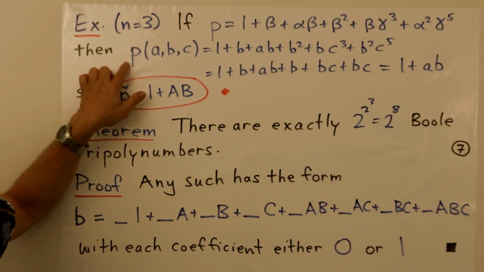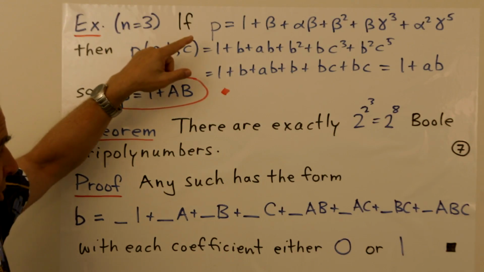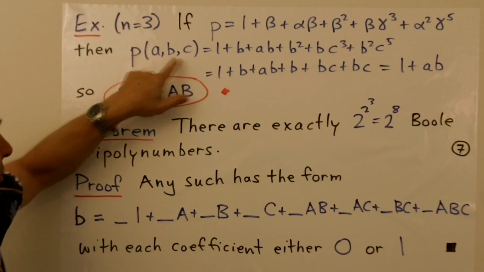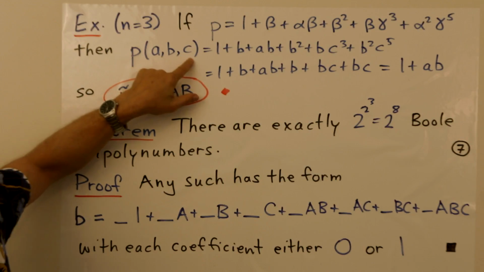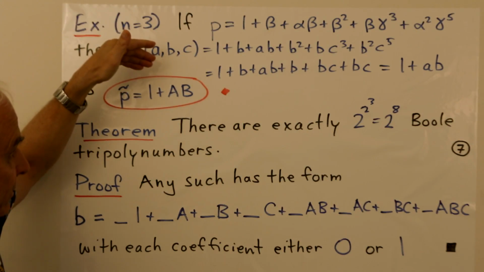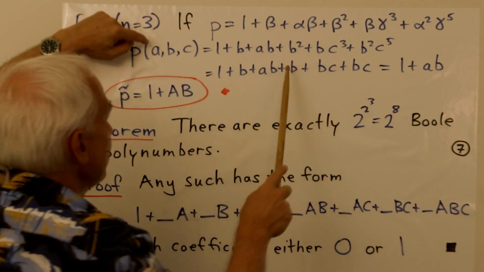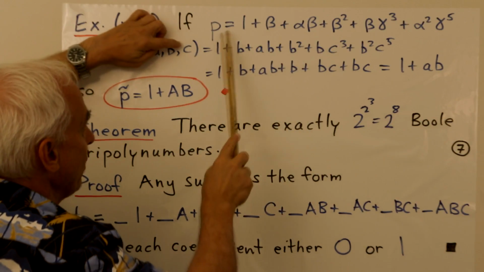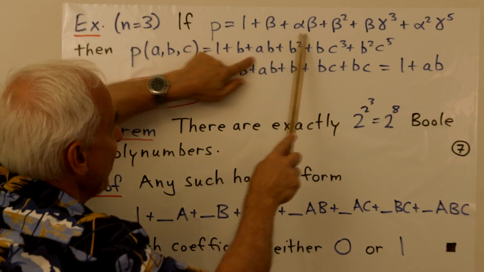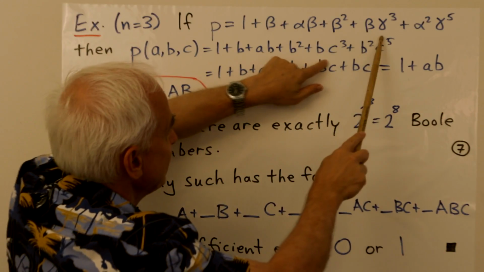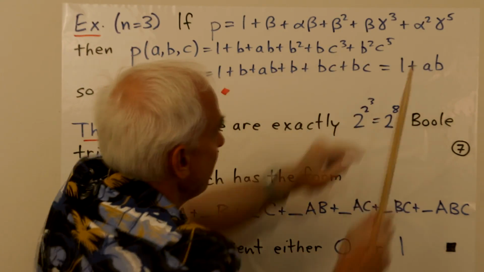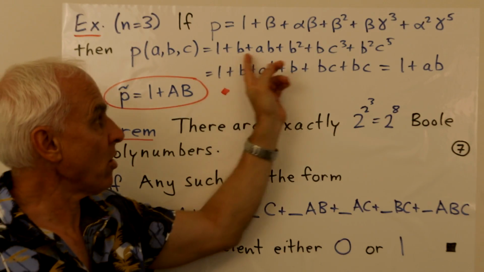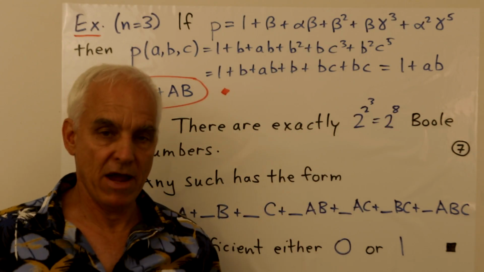Okay, now suppose we evaluate this polynumber on 3 Boolean numbers A, B, and C. So each of these is 0 or 1, and we're evaluating it. So that means we have to replace the alphas with A's, the betas with B's, and the gammas with C's. So we get 1 plus B plus AB plus B squared plus BC cubed plus B squared C to the 5th. Now, these are all numbers from our bifield.